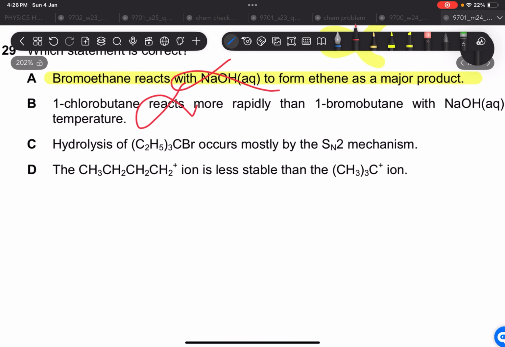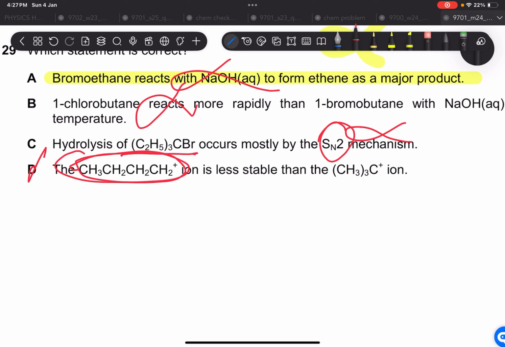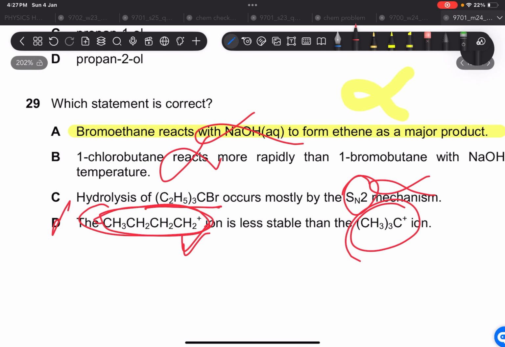Okay. Hydrolysis of this thing, which seems like a tertiary halogenoalkane, occurs mostly by the SN2 mechanism. For tertiary halogenoalkanes, we use the SN1 mechanism. So this is incorrect. CH3CH2 plus is less stable than this. Yeah, this is correct. This is a primary carbocation and this is a tertiary carbocation. You know, tertiary carbocations are more stable. Primary carbocations are less stable. So I don't think this needs any explanation. For 29, option D is going to be correct.